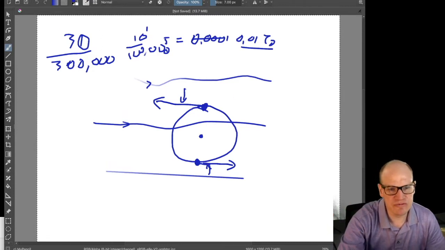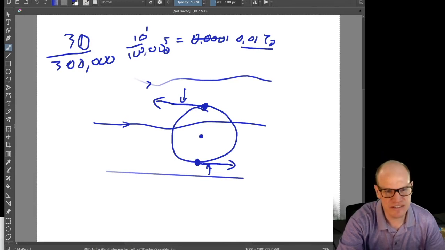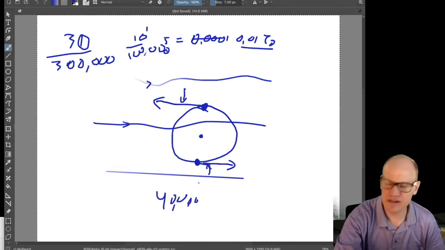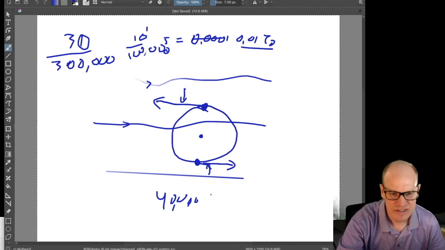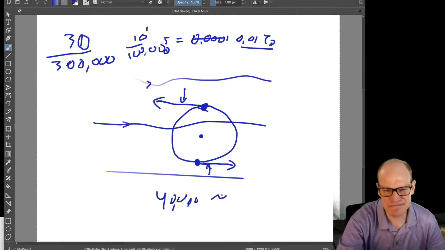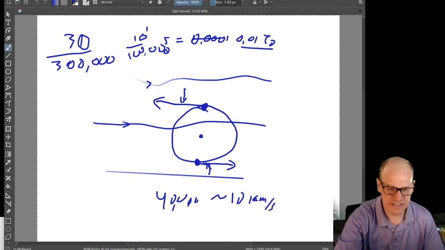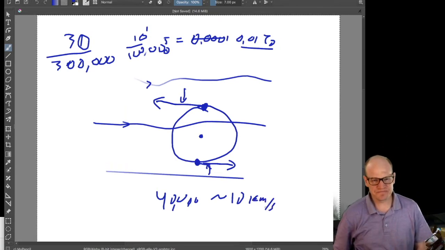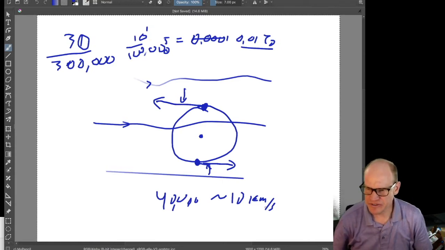But the rotation of the Earth isn't quite that fast. We don't spin quite as fast as we orbit. We spin at 40,000 kilometers per 24 hours around the equator. So it's something, I don't know what it is, like 10 kilometers per second, something like that, to get roughly the rotation speed of the Earth.